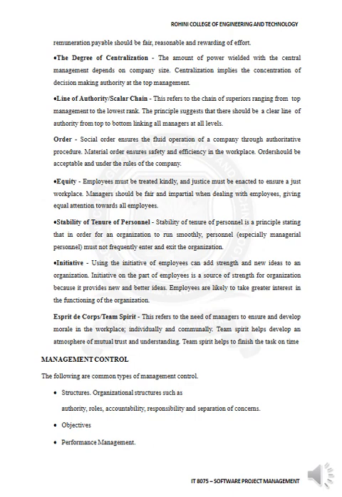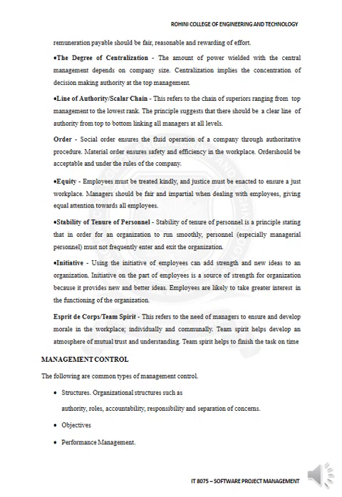Order is a social order, ensures the fluid operation of a company through authoritative procedure. Equity, employees must be treated kindly and justice must be enacted to ensure a just workplace. Stability of tenure of personnel. Stability of personnel is a principle stating that in order for an organization to run smoothly, they must not frequently enter or exit the organization.